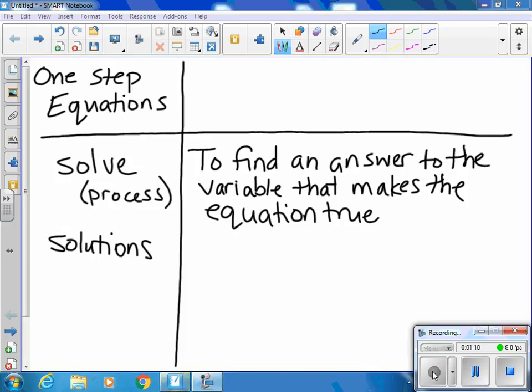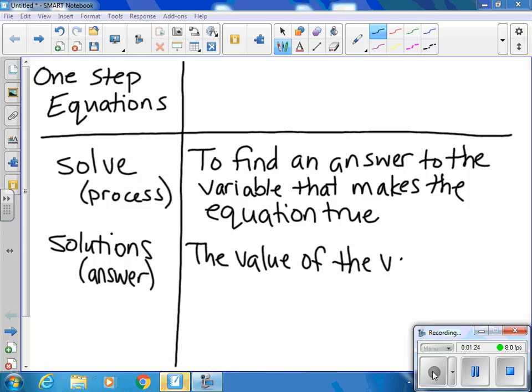And then as you are solving it, you are coming up with a solution, and the solution is the answer to the problem, right? So for solutions, the official definition is the value of the variable in an equation. All right, so we have to solve it in order to come up with a solution, right?